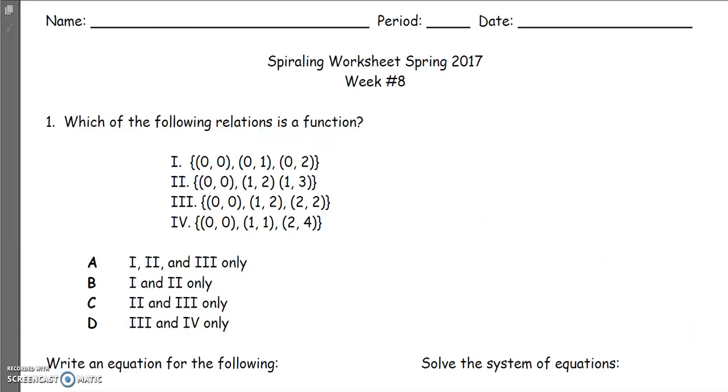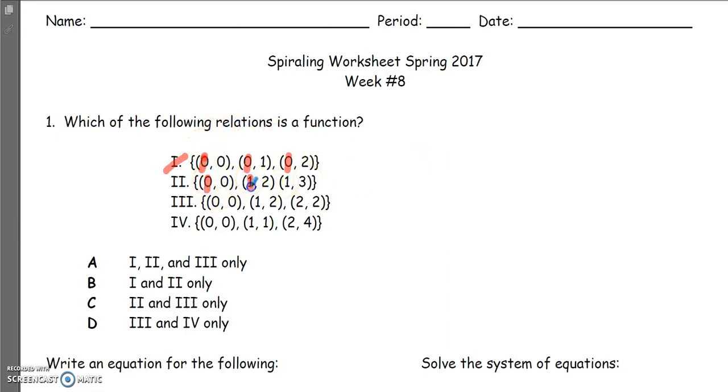All right, today we're going to do the spiraling worksheet, week number 8. Number 1 says, which of the following relations is a function? Remember, to be a function, my x values cannot repeat. So if I go through here and highlight my x values, I can see those are all the same. So I'm repeating, so that's not a function.